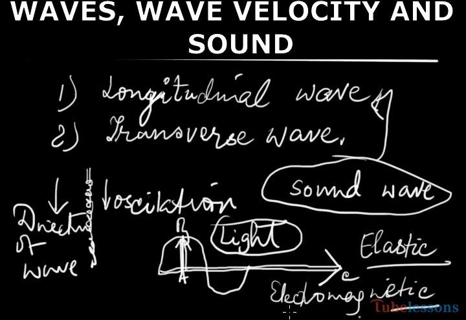Now these are regarding waves, and now what is wave velocity? Wave velocity is the velocity of a wave in a medium. The distance covered by a wave in 1 second is the speed of the wave, and the displacement covered by a wave in 1 second is the velocity of the wave. So the wave velocity in a medium differs on the characteristics of the medium.